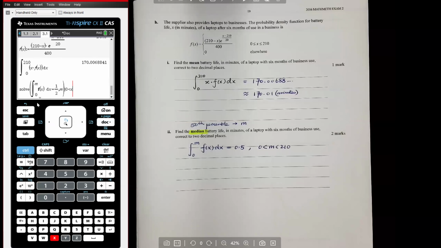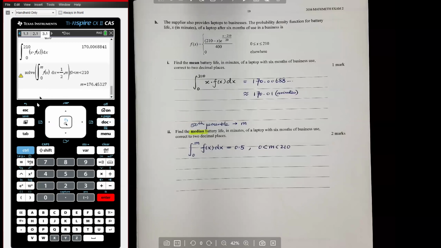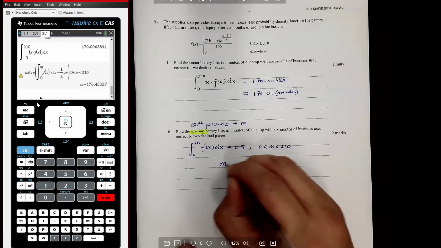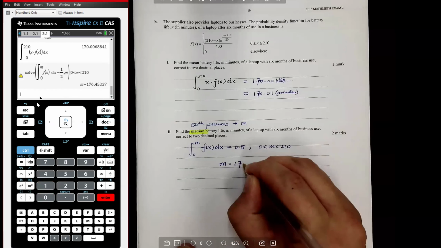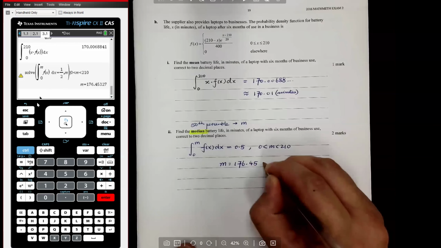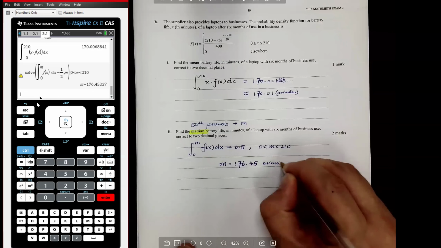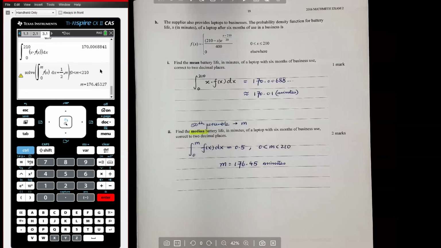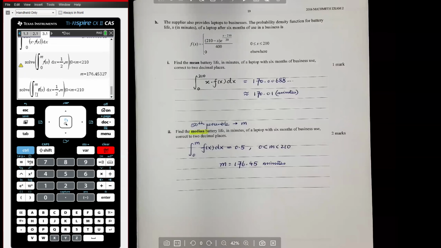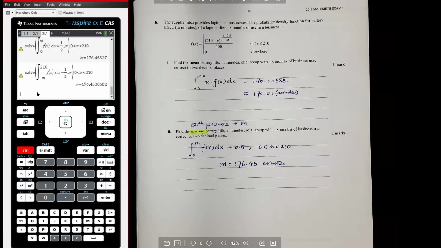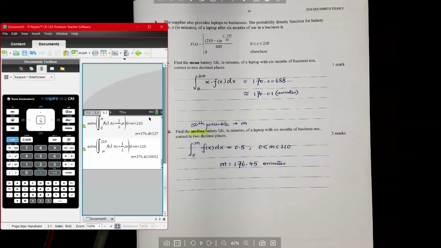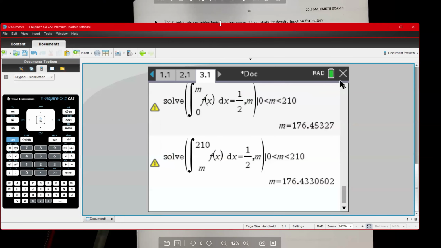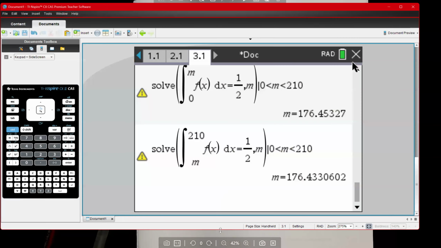Given that 0 is less than m less than 210, you get 176.45. Again, if you do it the other way, your answer is slightly different, like 433. I probably need to enlarge the screen here. Let's zoom out, zoom in a little bit, make the screen larger.